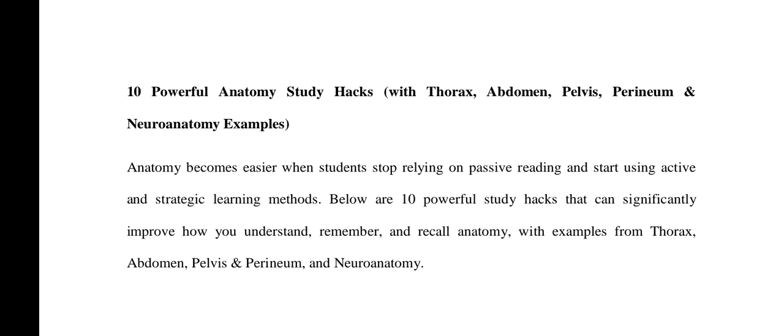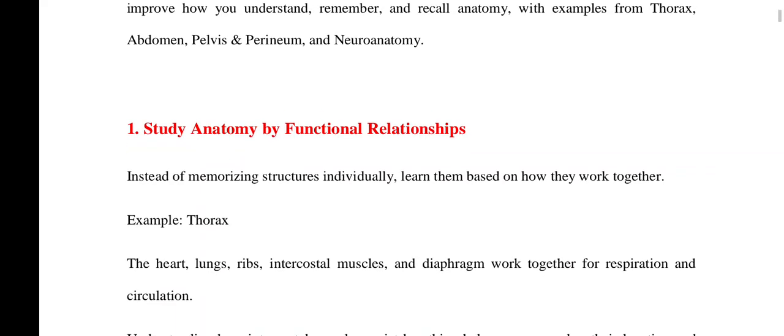So let's move into these powerful hacks that you can apply. And the first one is study anatomy by functional relationship. An easier way to remember anatomy, to memorize anatomy, is to study structures together. Study how they work together. Don't just study them individually. Don't just isolate one organ from another organ. Study them together. Put them together. Learn how they work together. And it's going to be easier for you to remember.